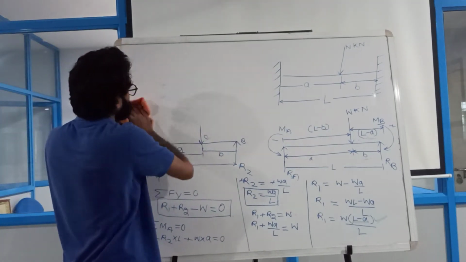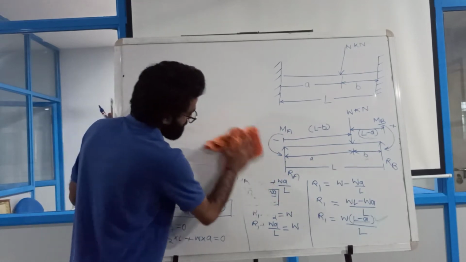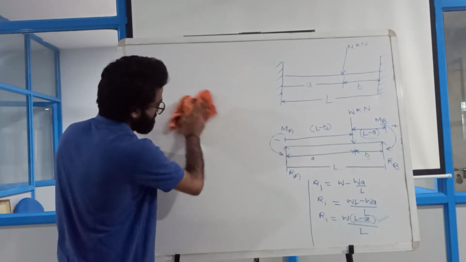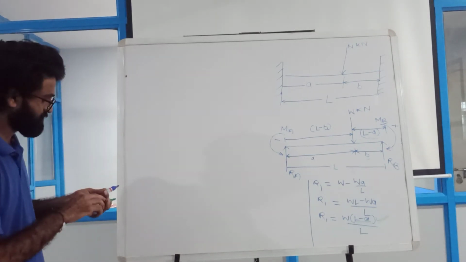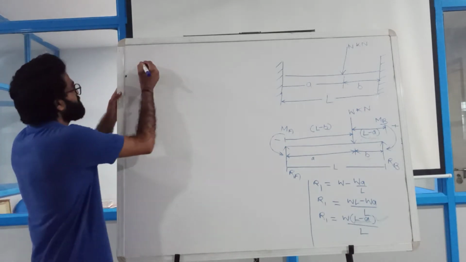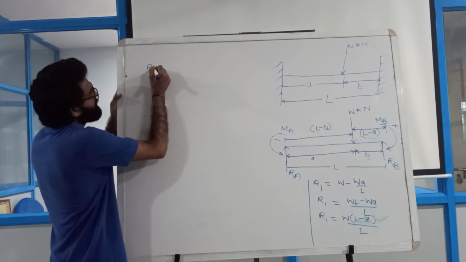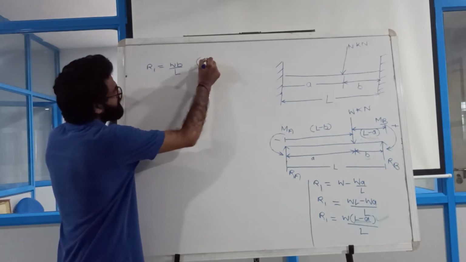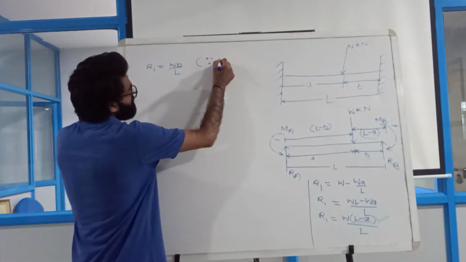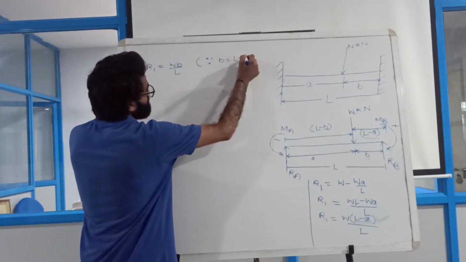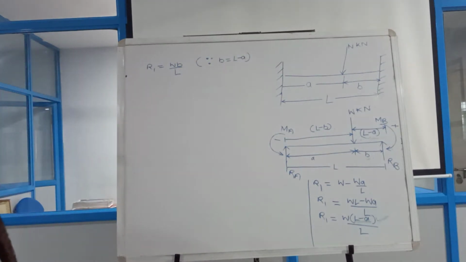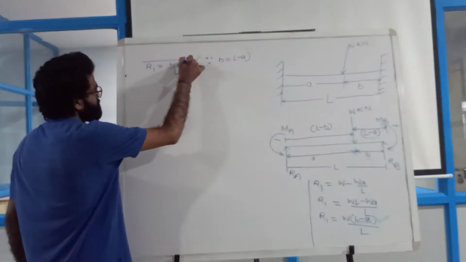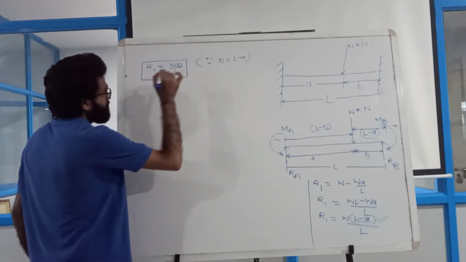From here I can write it down. R1 is equal to W into B divided by L. And how did it come? Because B is equal to L minus A. So we kept this value L minus A is equal to B, and we get the R1 value. So up to here we got the R1 value.